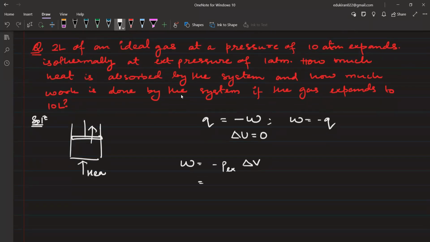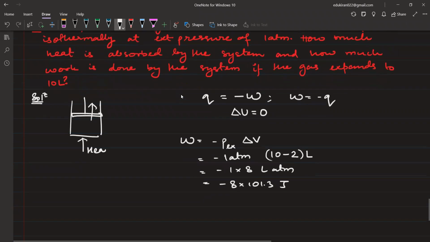Now, P external is equal to what? 1 atm, minus 1 atm. Delta V is equal to what? Final minus initial. Final is 10 liter, initial is 2 liters. And we have got minus 1 into 8 liter atm. This will be equal to minus 8 into 101.3 joules. So I'm just approximating this to be 800 joules of work. Is that clear? Yes or no? Please tell me, guys. 800 joules of work is done by the system.